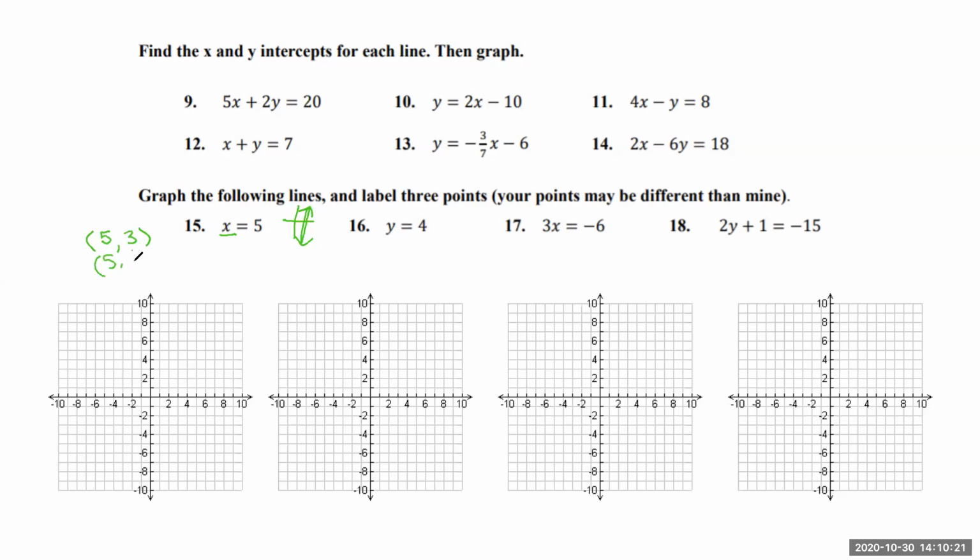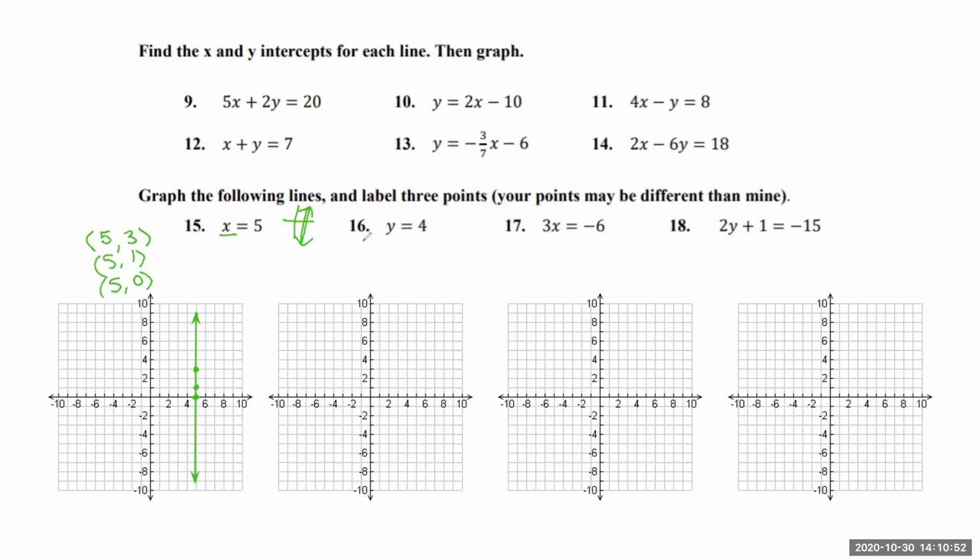So I'm just going to label some points, some easy ones, and then graphing this one, all we have to do is just make sure that it's just going to go straight up and down. So 5, 3. And then we're going to go ahead and draw the line. And there we go. There's the line for x equals 5.